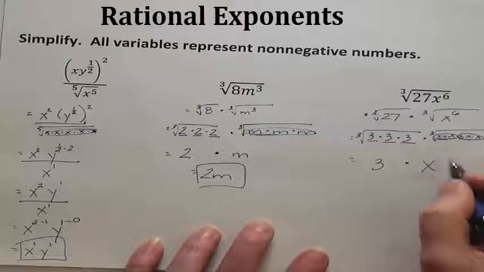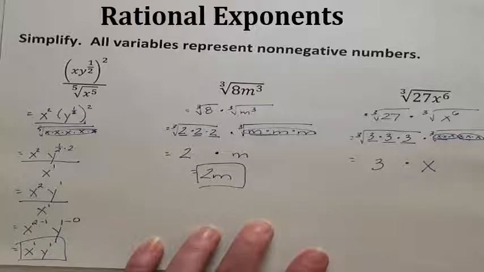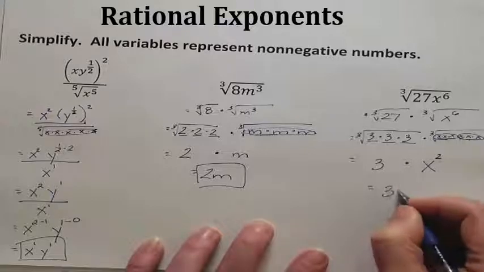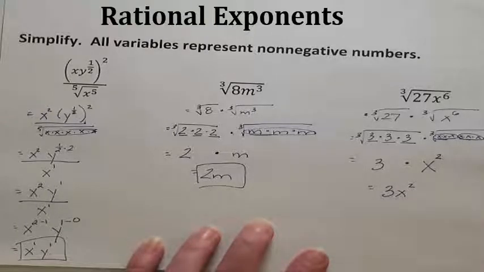So looking at my x's, how many groups of 3 did I have? There were 2 of them. So this is x to the 2nd power. What is 3 times x to the 2nd power? It is 3 times x to the 2nd power, or 3x squared.